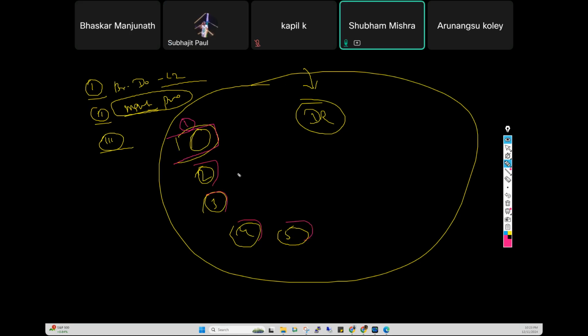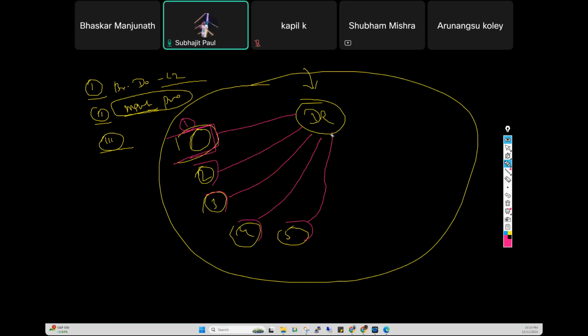Now, I hope everyone is aware that with this switch there is a trunk link which goes to the DR. You know, right? One trunk link uplink goes and connects to the DR from every floor. Uplink means, guys, that is the trunk link. Clear?